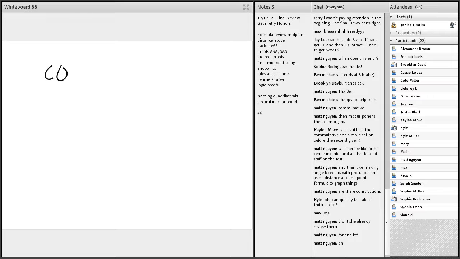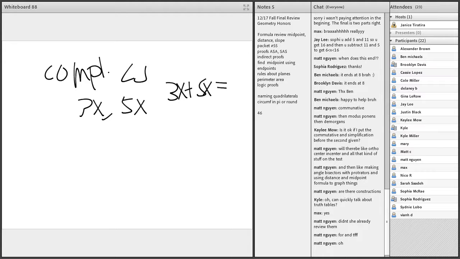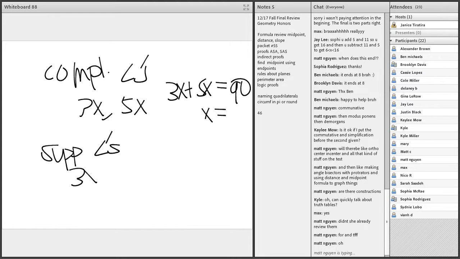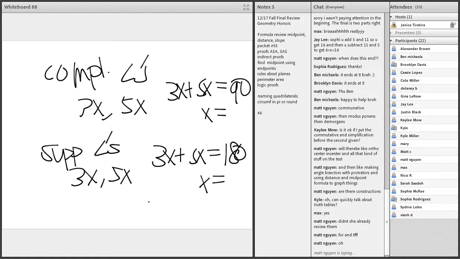So know your complementary angles. If 3x and 5x are complementary, you got to make sure you add them equal to 90. And then solve for x, plug it back in if you need. Supplementary angles, if those are the given, they have to add to 180. And then you could calculate for x, plug it back in.